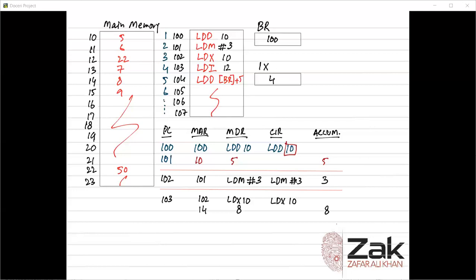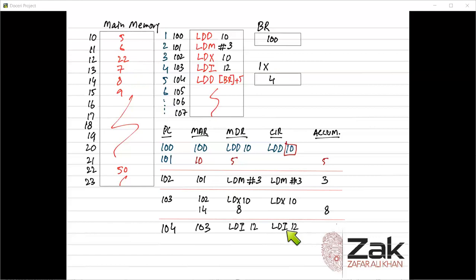Okay. Now, this instruction is completed. Now this 103 will arrive in MAR and PC will make itself 104. So from 103, LDI 12 will reach MDR. From MDR, it goes to CIR. Okay. And at address 12, what do we have? 22.